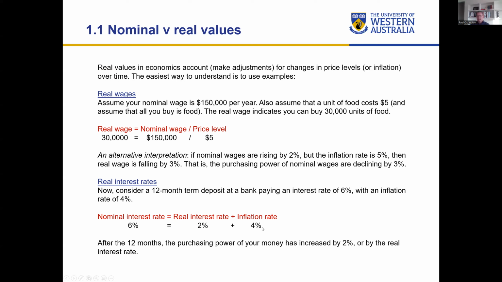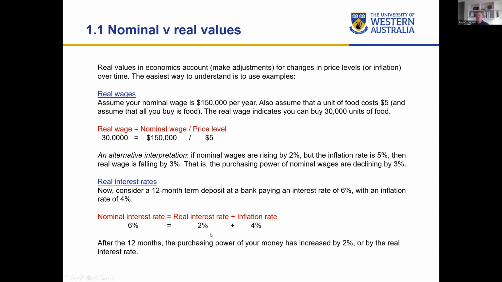So January 1st, you put $1,000 into the bank, and at 6%, at the end of the year, you'll get $1,060 back, 6% more. But let's assume that over the course of that year, the inflation rate was 4%. That means that while you have 6% more money at the end of the year, the prices of the goods and services that you buy, on average, are 4% higher. So how much has your purchasing power gone up by? Well, you have 6% more money, but prices are 4% higher, so your purchasing power has increased by roughly 2%.